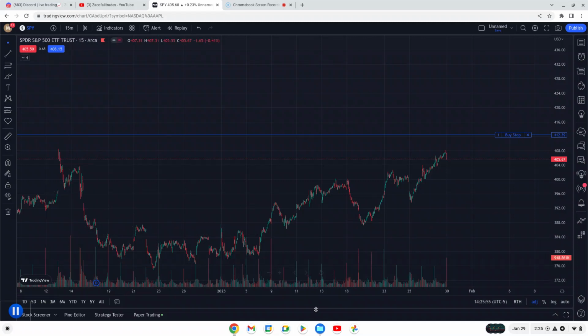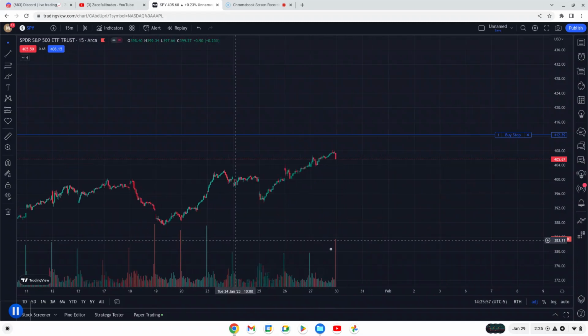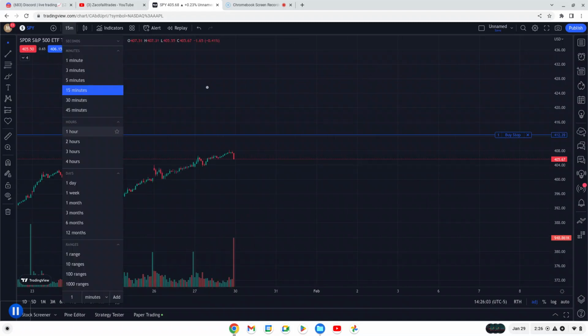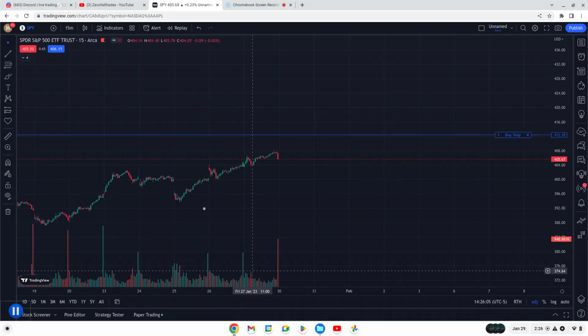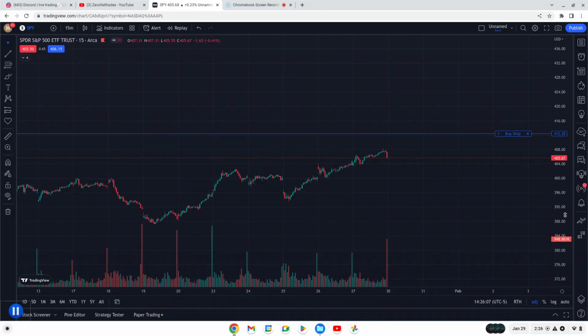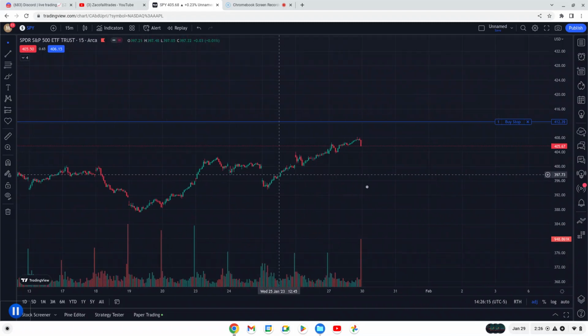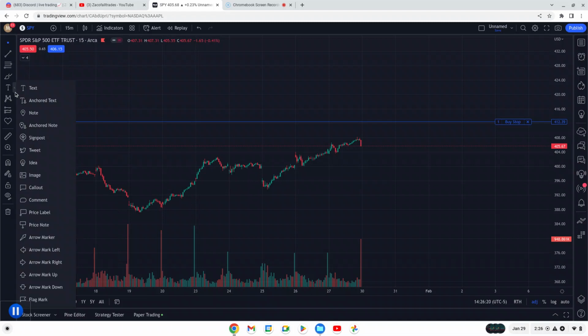Alright, we ready now. SPY ETF right here. It's basically what everybody trades. So I'm gonna go over this right here. If you're familiar with this stock, y'all let me know down in the comment section below.